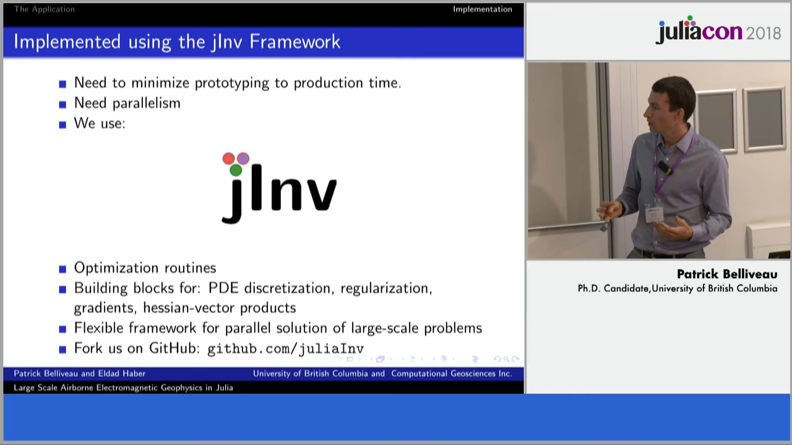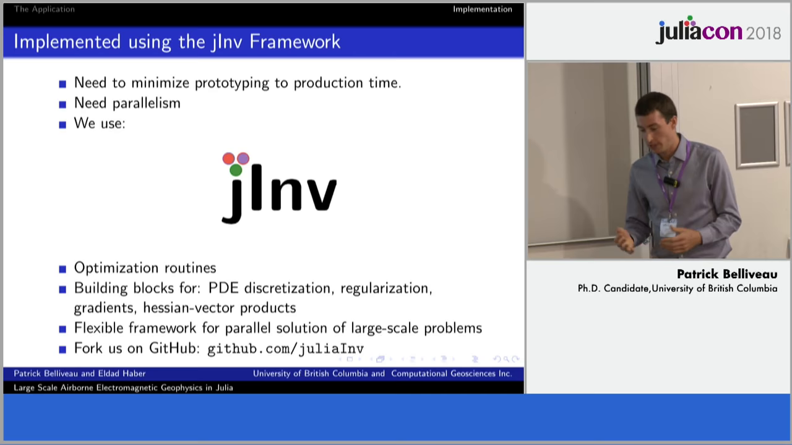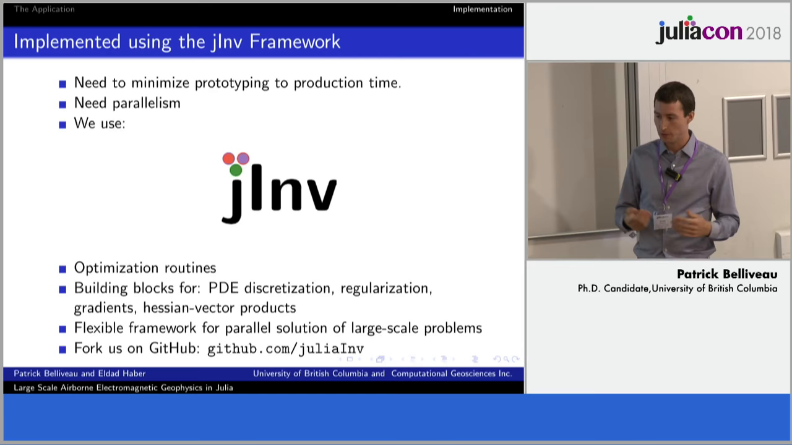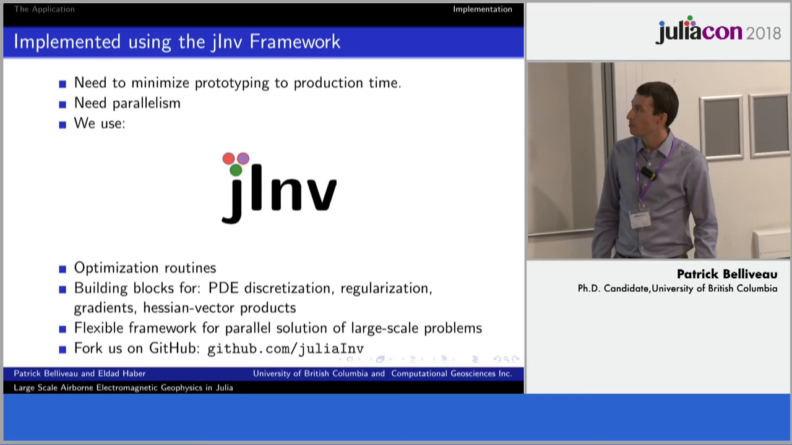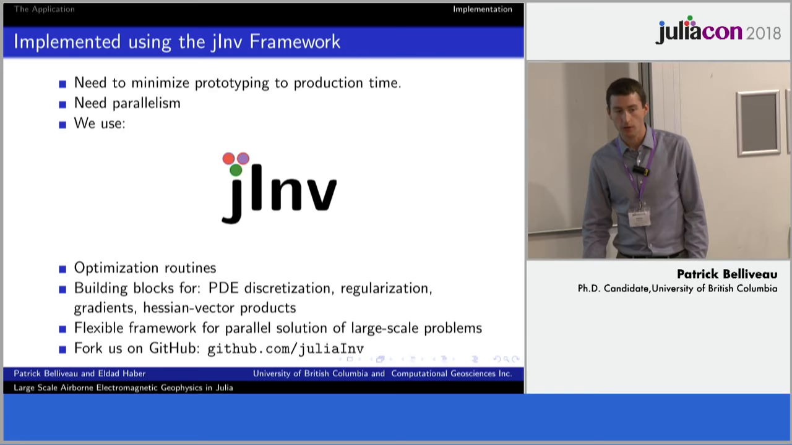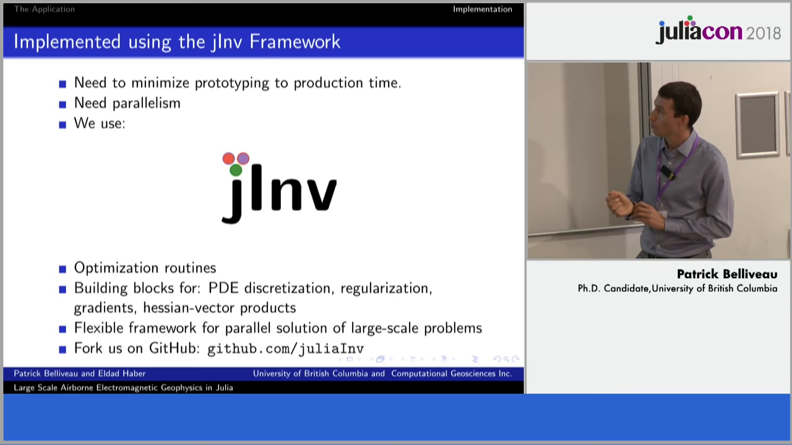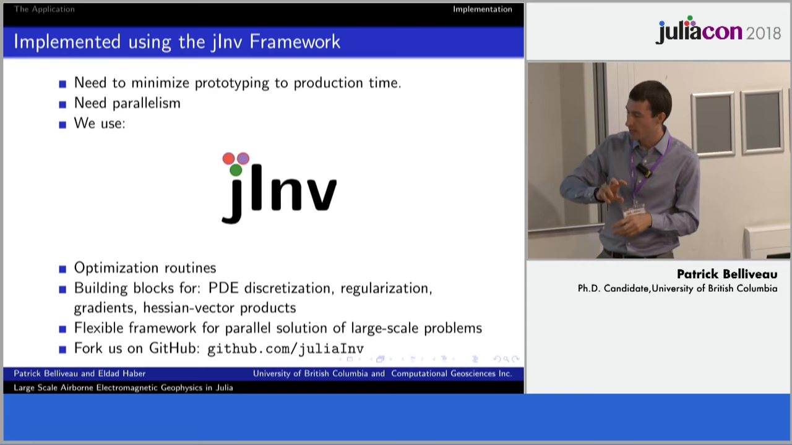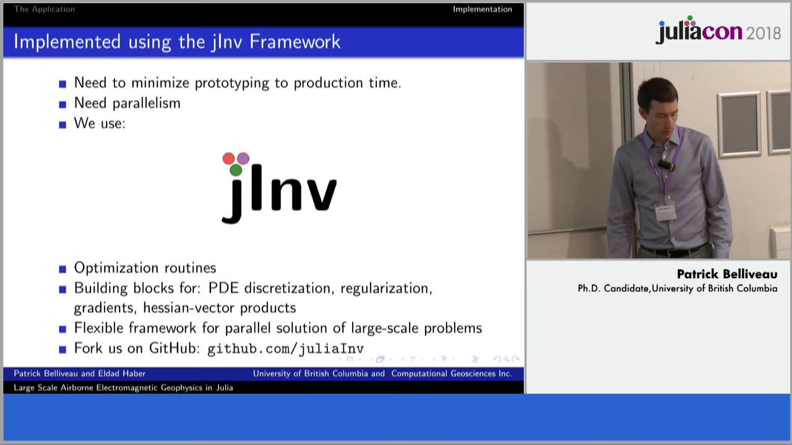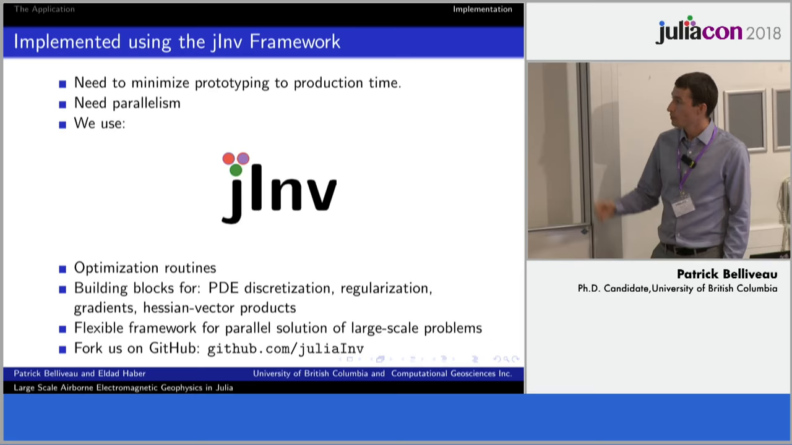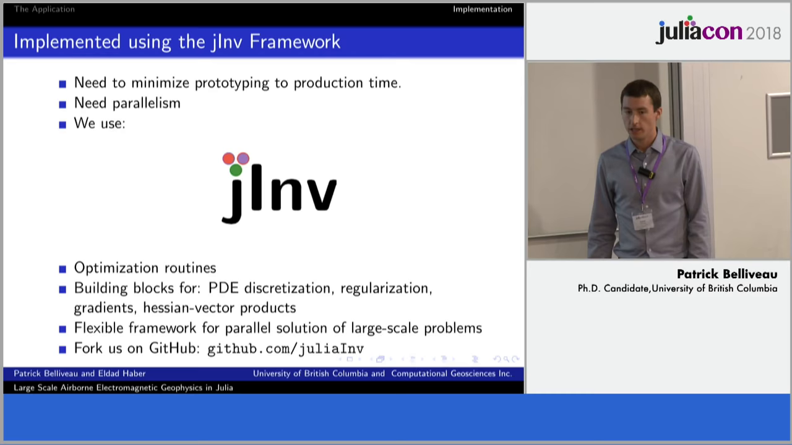The old workflow, which again you've probably all heard before, is you have researchers, grad students, whatever, working in a language like MATLAB. In our case, it was always MATLAB in the past. Then we pass that off to a lone magical Fortran programmer who spits out production code. Now we're getting to the point where we can do our prototyping in Julia, take that same code, probably clean it up a bit, and run our production stuff in Julia too. To do that, we've developed at UBC a package called JINV, which stands for Julia Inversion.